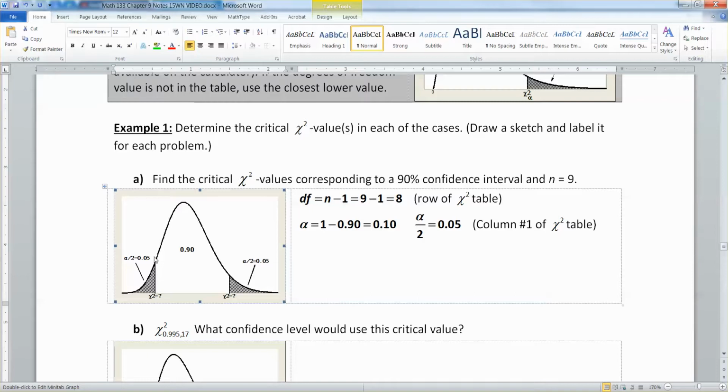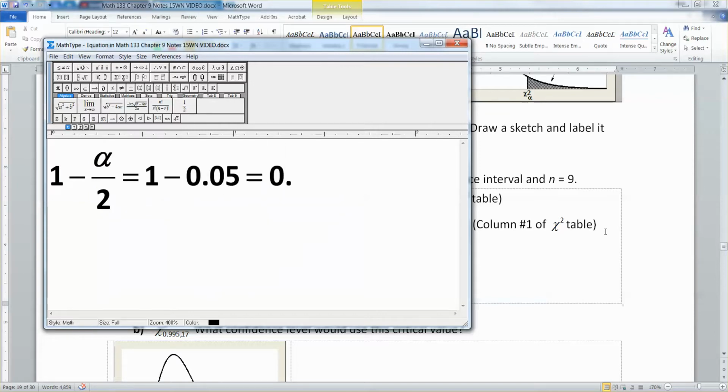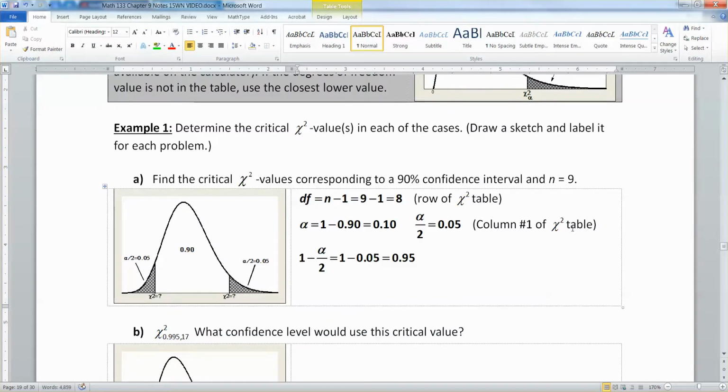But if you look at the left-hand chi-square value, the area to the right of that is that whole white region in the middle plus that gray tail over there. So together that makes 0.95, or in other words, it's 1 minus alpha over 2. So 1 minus alpha over 2 would be 1 minus 0.05, which would be 0.95. And that would be the second column of your table.